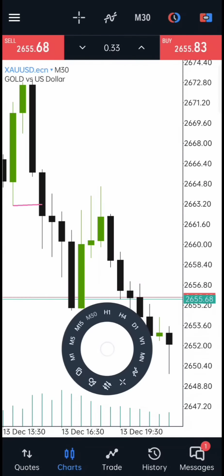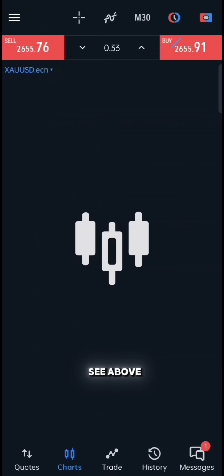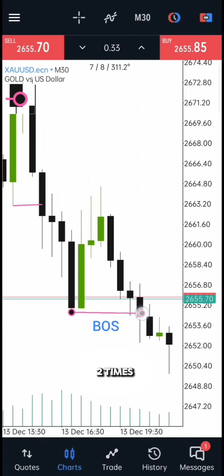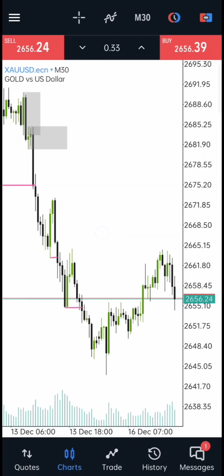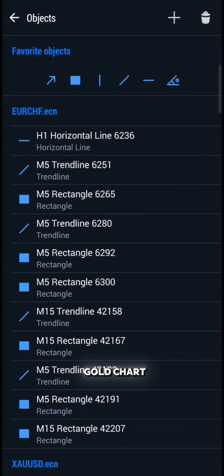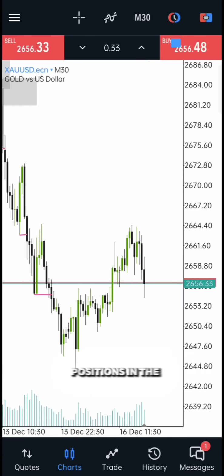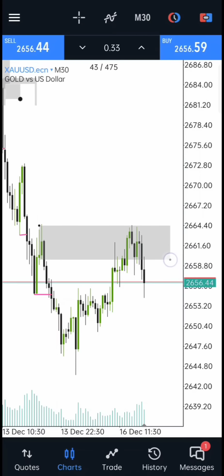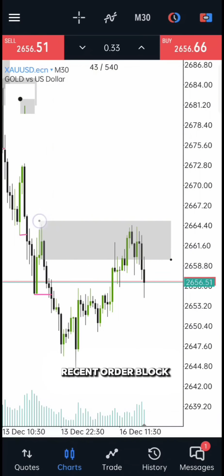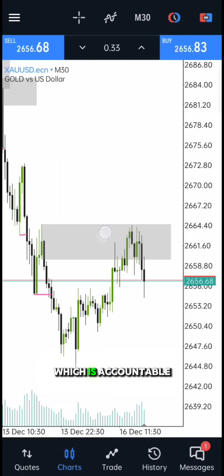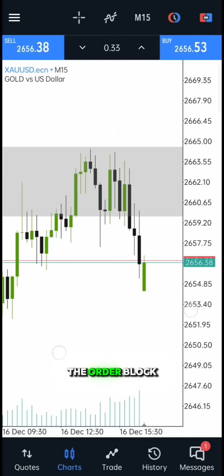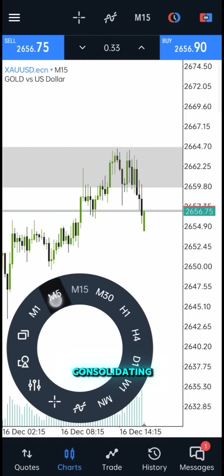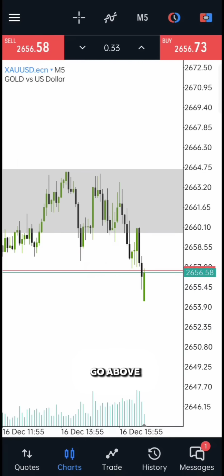As you can see above, the price broke the lower low 2 times, resulting in a break of structure. Guys, I am still on the gold chart and looking for opportunities to take positions in the market. As you can see, the most recent order block zone, which is accountable for the final break of structure. When the price met the order block zone, it began consolidating but did not break out and go above.